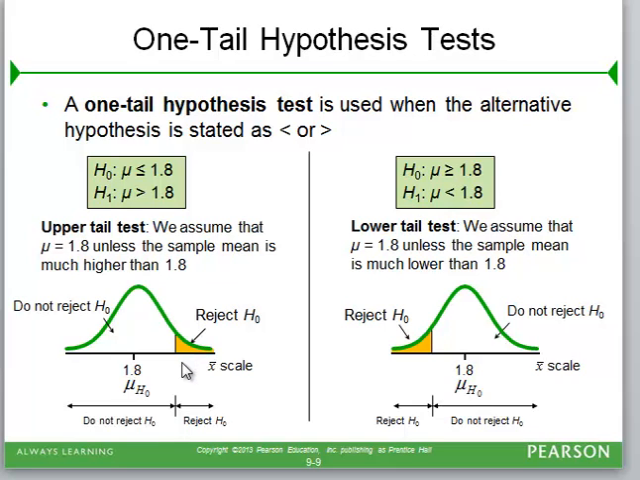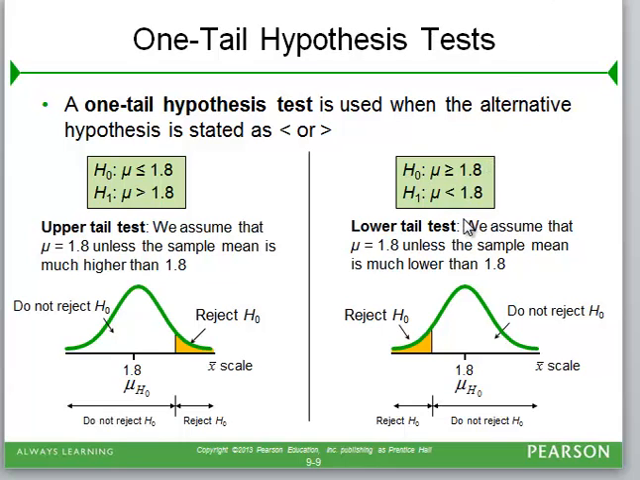That means if the sample mean is much higher than the population mean, falling into this tail, then we're going to reject the null hypothesis. If the signs look like this, in the null hypothesis the sign is greater than or equal, and in the alternative hypothesis the sign is less than, then we're going to use a left tail. It's also called the lower tail test. That means if the sample mean is much lower than 1.8, then we're going to reject the null hypothesis.